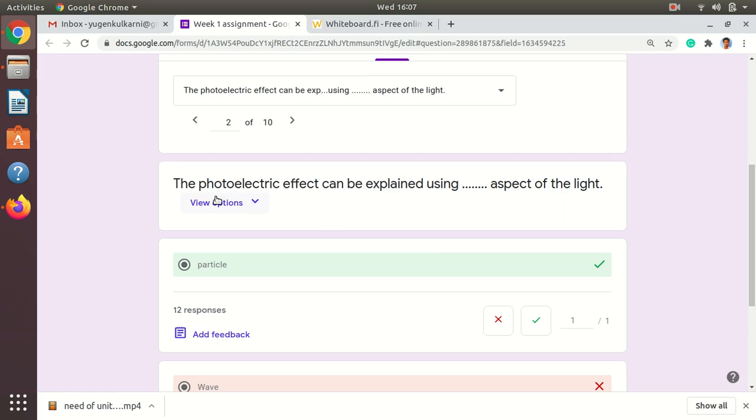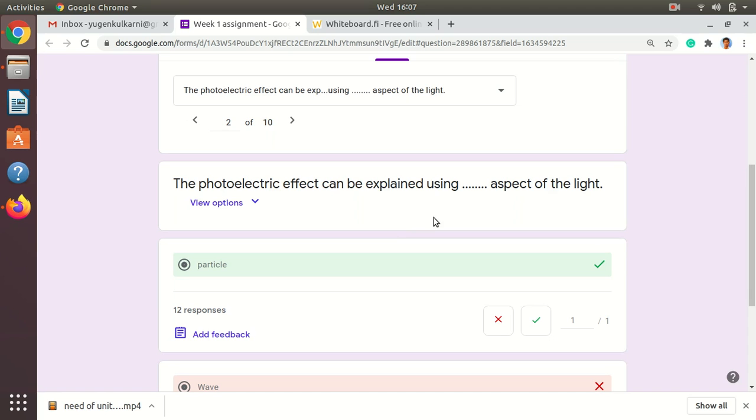So the first question is, the photoelectric effect can be explained using dash dash aspect of light. So what we have to choose here is which aspect of light is required to explain the photoelectric effect.